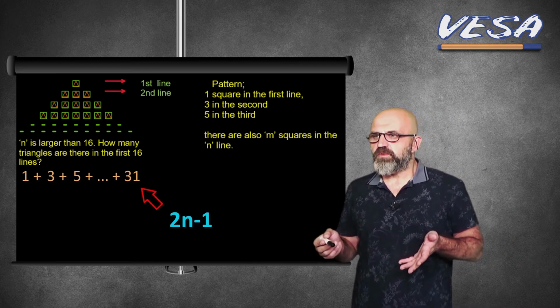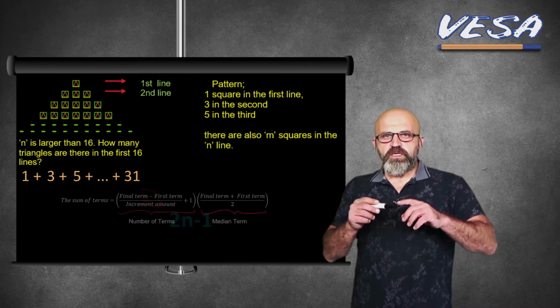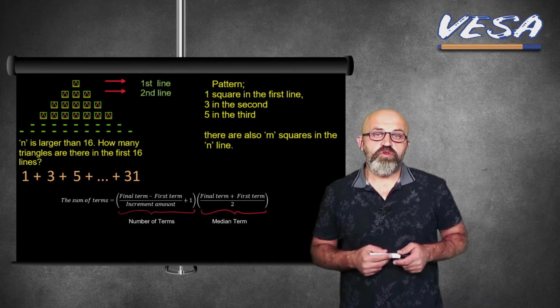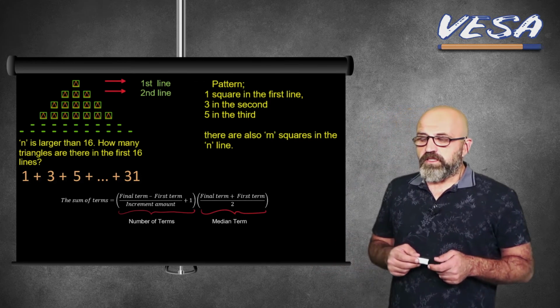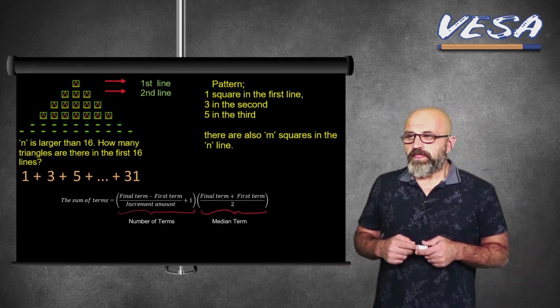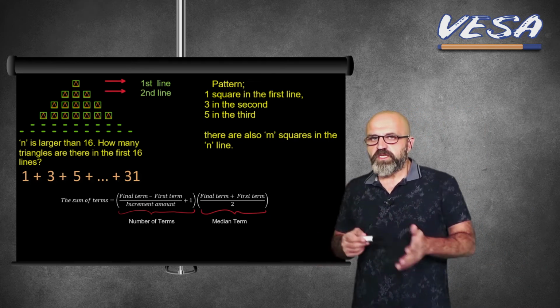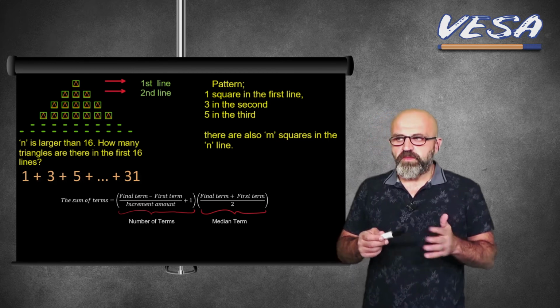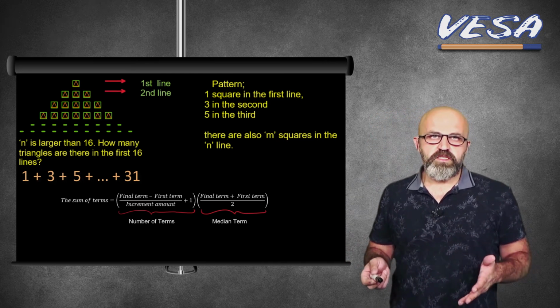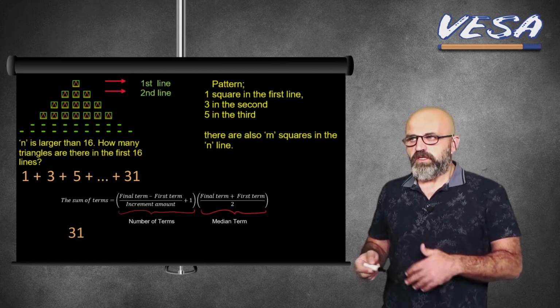The sum of terms equals the number of terms times the median term. How do we find the number of terms? Final term minus first term divided by increment plus 1, multiplied by last term plus first term divided by 2. Our last term is 31. Our first term is 1.